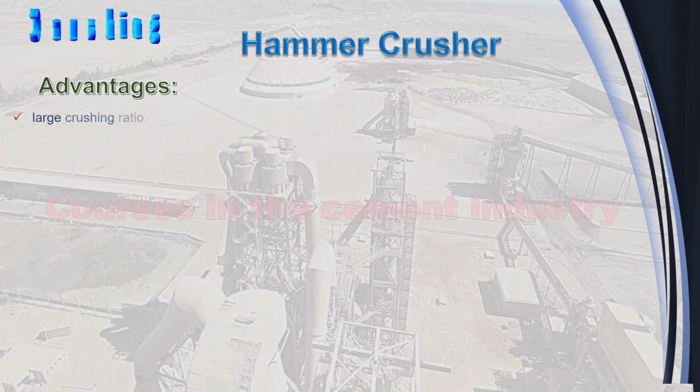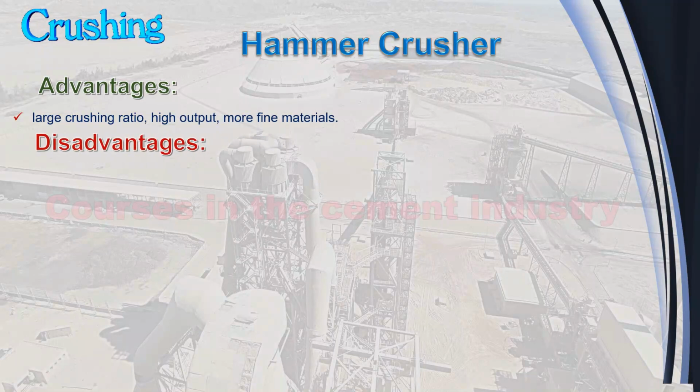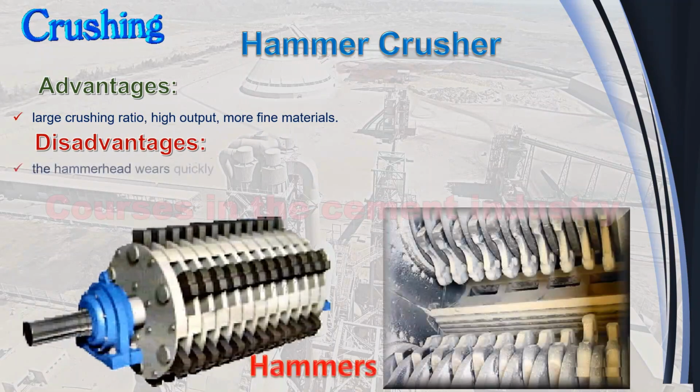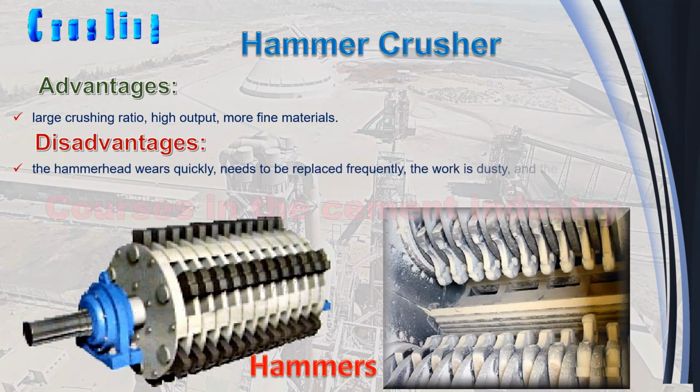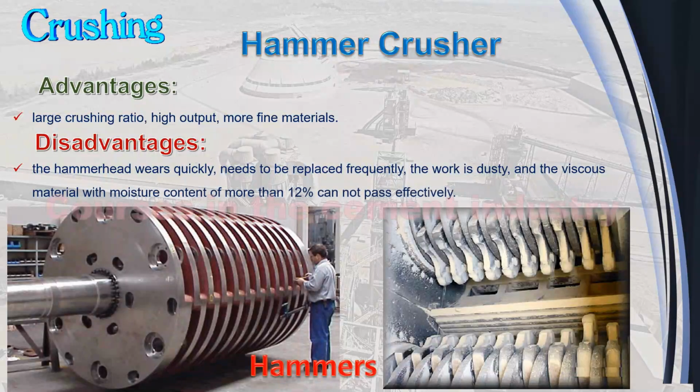Large crushing ratio, high output, more fine materials. Disadvantages of hammer crusher. The hammer head wears quickly and needs to be replaced frequently, the work is dusty, and viscous material with moisture content of more than 12% cannot pass effectively.